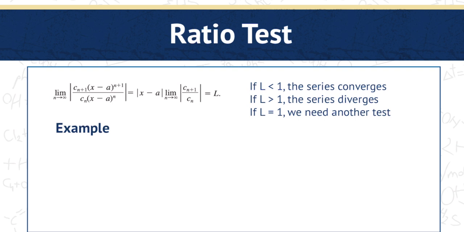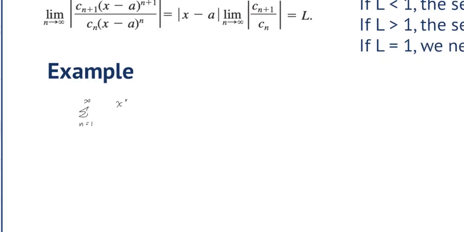So for example, let us figure out if this converges or not by applying our formula. So our Cn is going to be the rest of the terms aside from the quantity that has x in it. So it would be 1 over n factorial. Okay, so if we plug it in here, it would be 1 over (n+1) factorial over 1 over n factorial, times x^(n+1) over x^n.